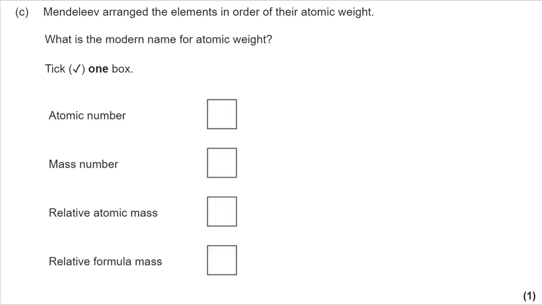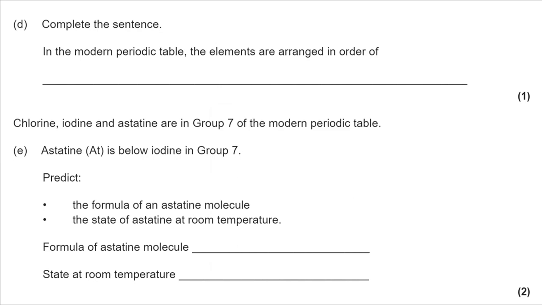Moving on to part C. Previously, Mendeleev arranged in order of atomic weight. We don't use the term atomic weight anymore. The term that we use for that now is relative atomic mass. On to part D and E. For part D, in the modern periodic table, they're not in order of, certainly not atomic weight, but they're not in order of relative atomic mass either. They're in order of atomic number, the number of protons.